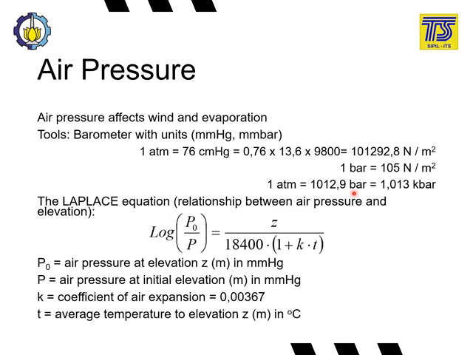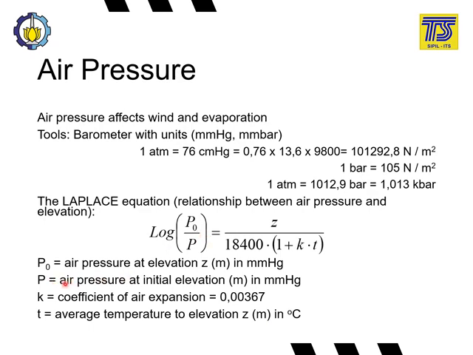And there's also one equation which describes the relationship between air pressure and elevation. Here we have the Laplace equation, between air pressure at elevation Z here, and air pressure at initial elevation here, P. You can calculate it with this equation. If you know the coefficient of air expansion and the average temperature to the elevation, you can calculate it using this Laplace equation.